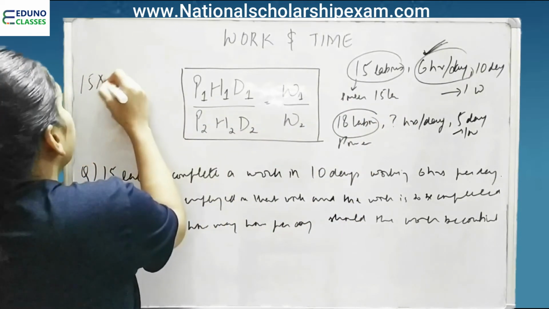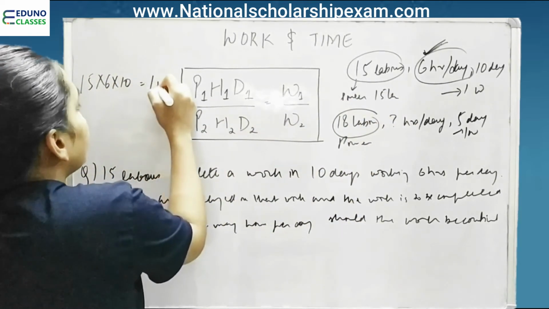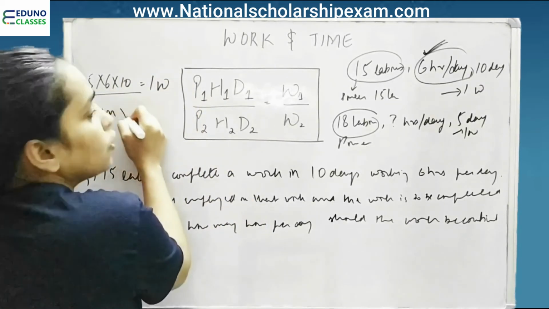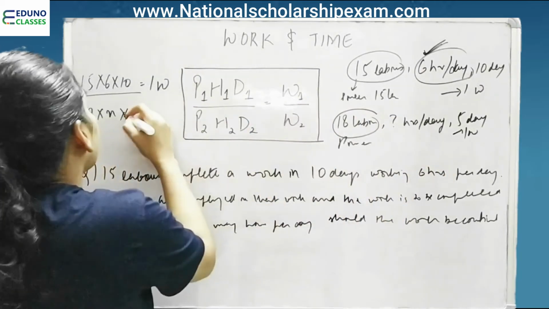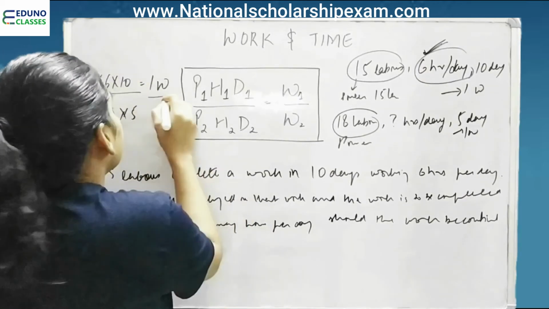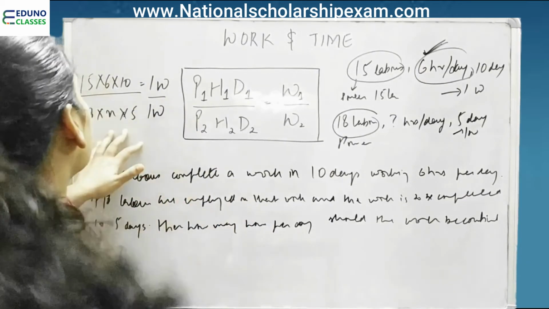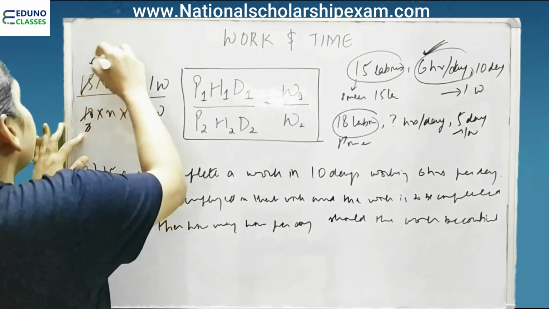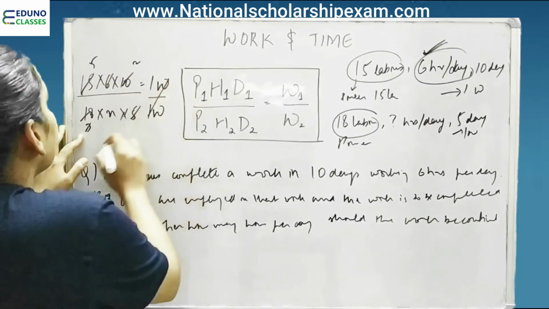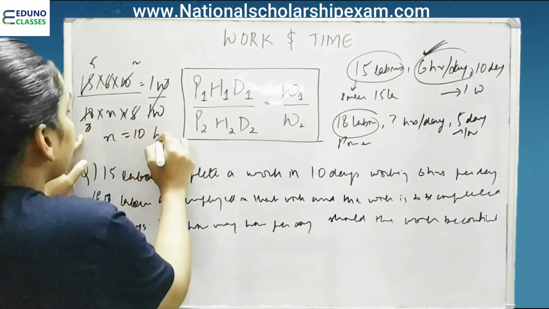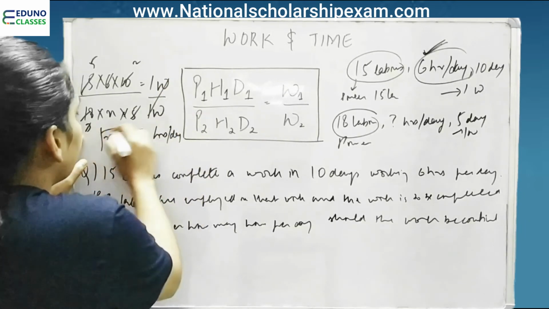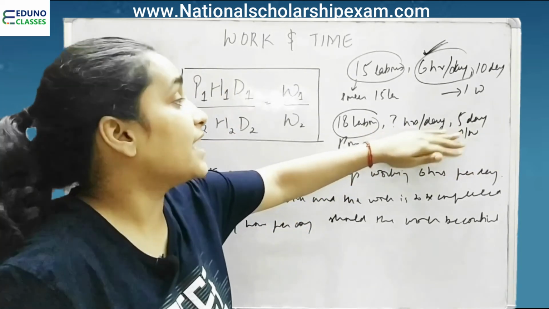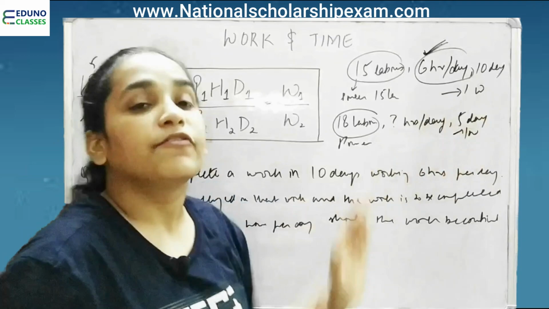So 15 into 6 into 10, we have to complete 1 unit of work, and then 18 into x, we don't know how many hours per day to be worked, but we know that we have to complete the work in 5 days, same amount of work. So this is the final equation. What will be the value of x? We can find out from here. X came out to be 10 hours per day, right? So in this condition, the laborers have to work 10 hours per day to complete the same job in 5 days.